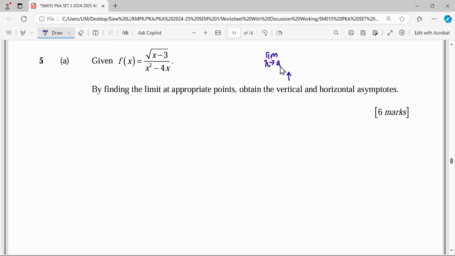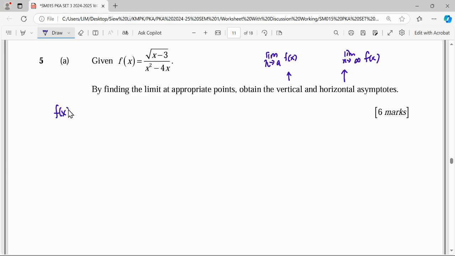Limit at the point, horizontal asymptote is limit approaches infinity for the function. So firstly, if you want to find the point, we start from the domain of the function.